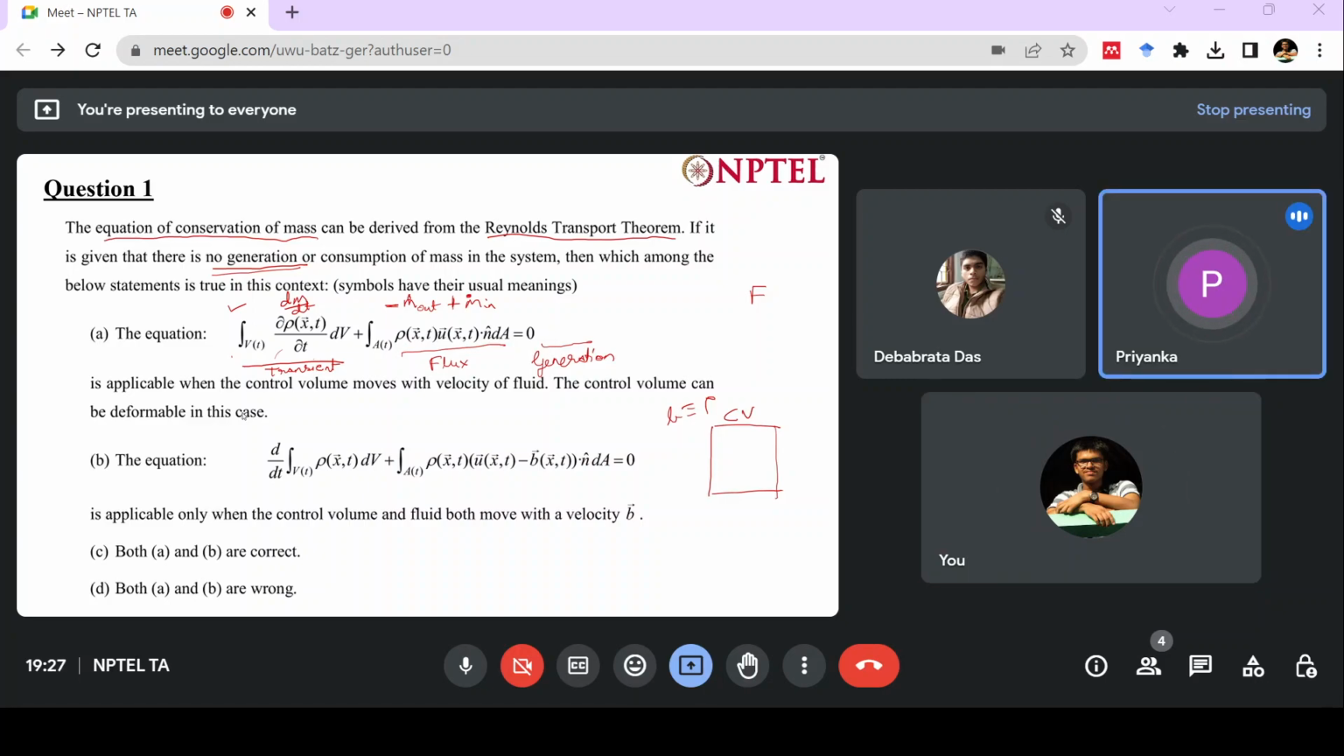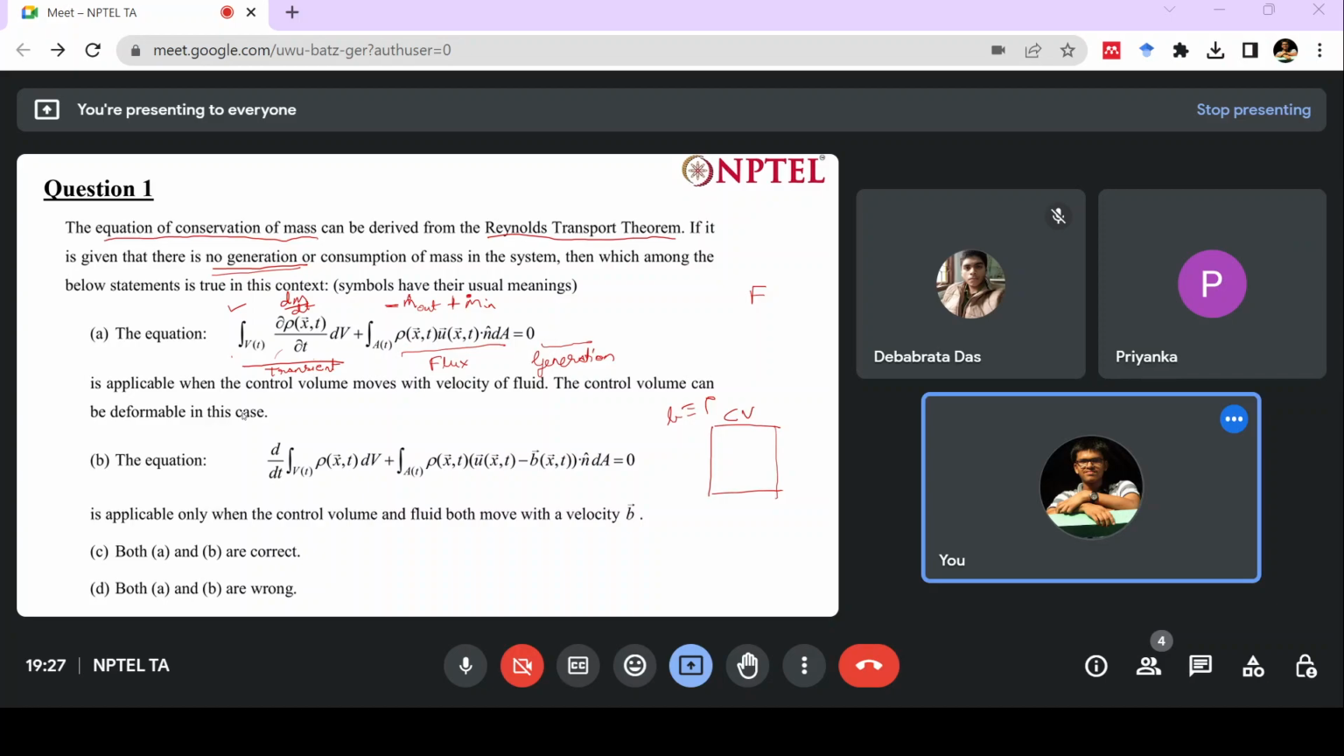Because in the first step we have taken the differential inside, because we are considering the control volume as non-deformable. Right. And in the second term, the velocity should be the relative velocity when the control volume moves, but we have not taken that, right? Yes, that's correct.